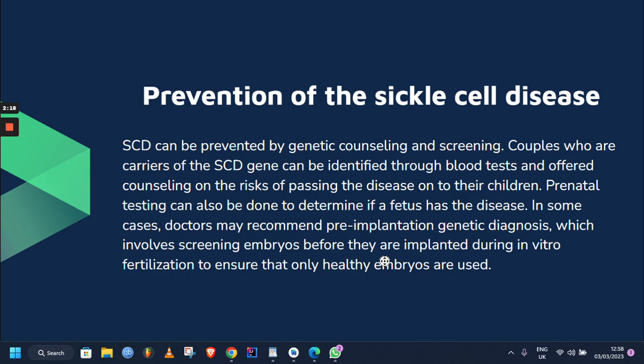In some cases, doctors may recommend pre-implantation genetic diagnosis, which involves screening embryos before they are implanted during in vitro fertilization to ensure that only healthy embryos are used.